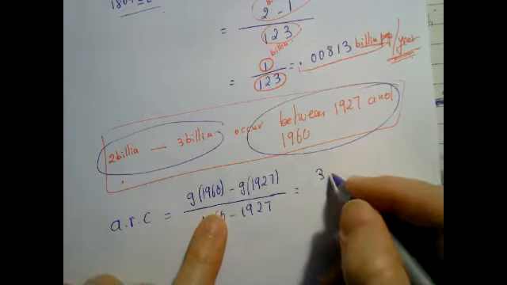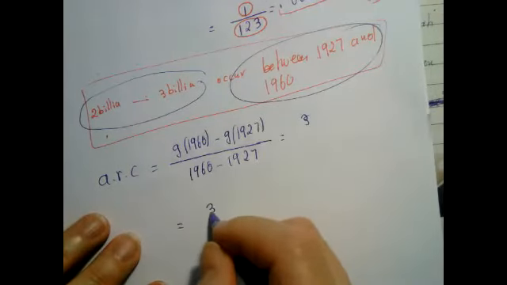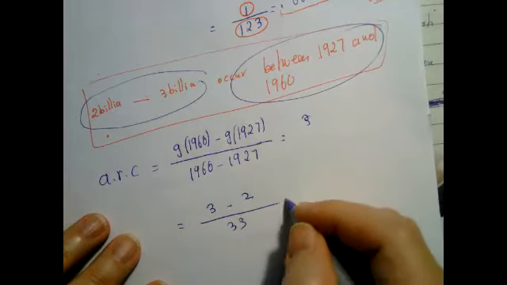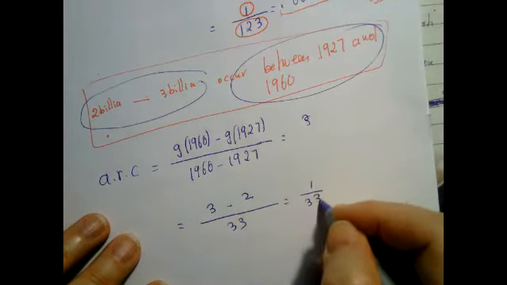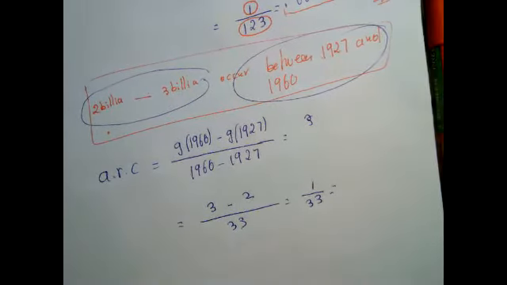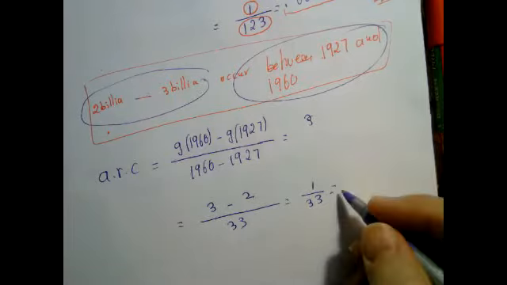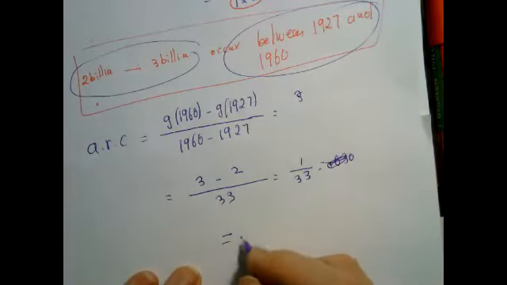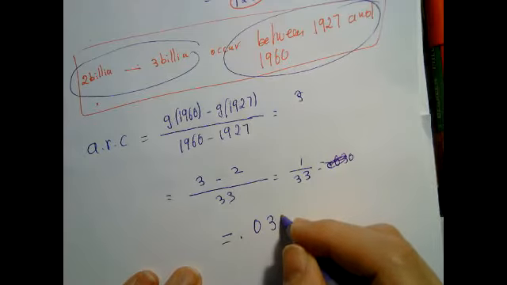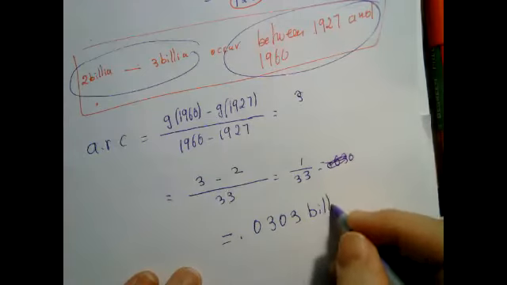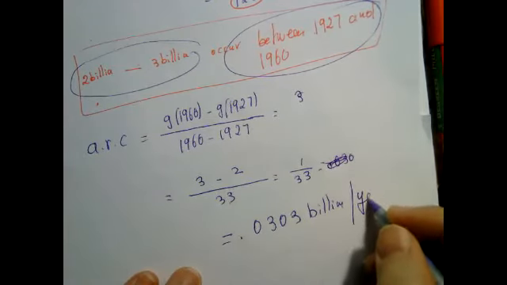In 1960, that's 3 billion minus 2 billion over 33. 1 over 33 means it took 33 years to increase by 1 billion. So if we do the math now, we get 0.0303 billion per year.